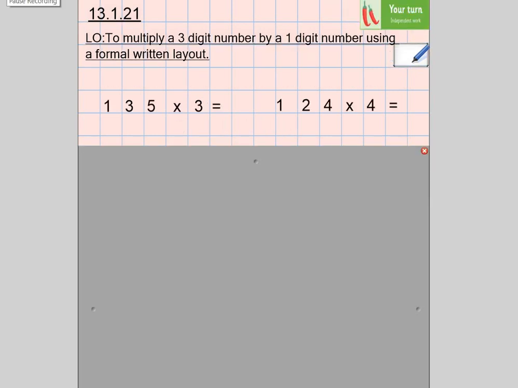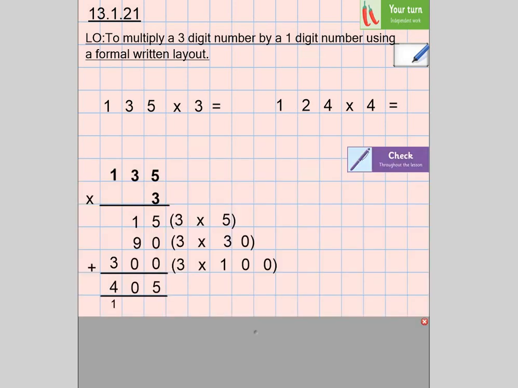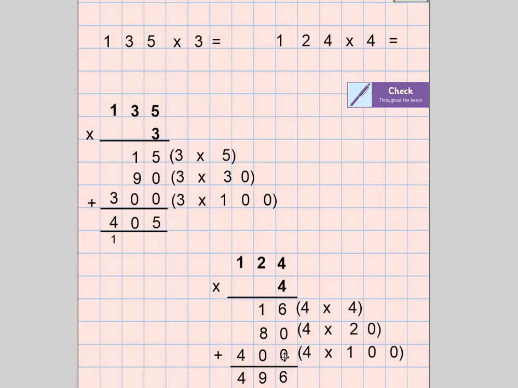Now we've had a go together, can you have a go at these two on your own? Jot down the answers and make sure you write it in the ladder method and then come back and see how you got on. Here's the answer to the first one. How did you do? And here is the answer to the second one. Well done.